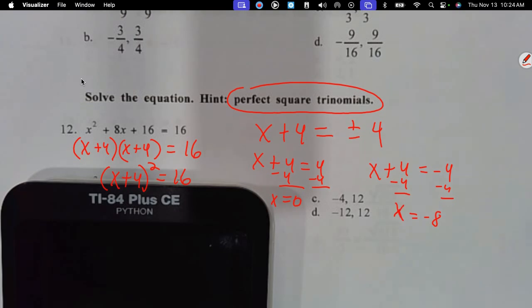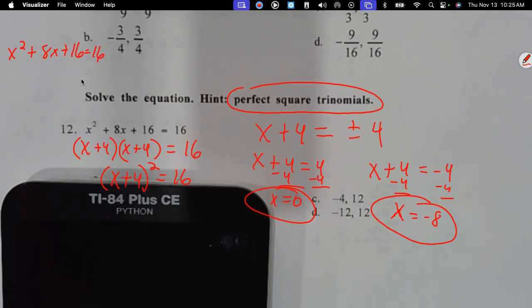Does anybody know another way to do this? Did you know that if you move that 16 over and you get it equal to 0, you can graph it or factor it? Do y'all want me to show y'all that way too? These are your 2 answers, 0 and negative 8. Wait, is this one multiple choice? Oh, I was looking at the next one. I wrote it down because I didn't have enough room.